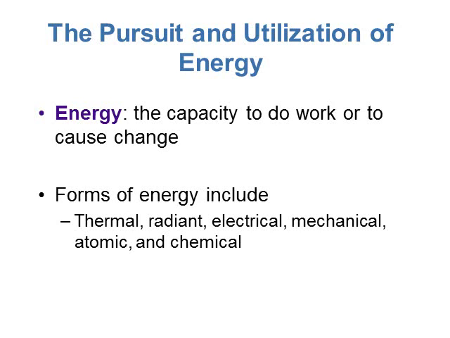All living things need a source of energy. And energy is defined as the capacity to do work or to cause change. There are lots of different forms of energy. There's thermal energy, which is heat, radiant energy, electrical energy that we use to power things, mechanical energy, atomic energy, and chemical energy. In organisms, we get energy in the form of chemicals.